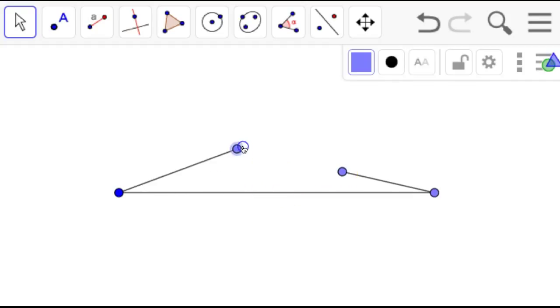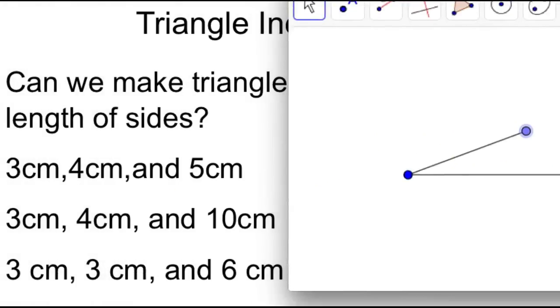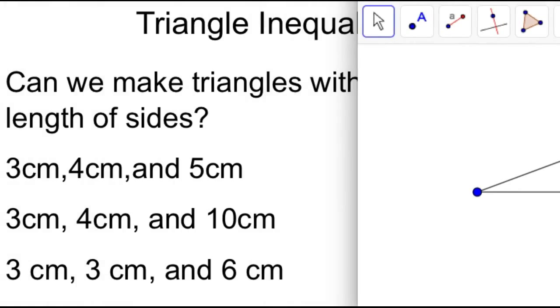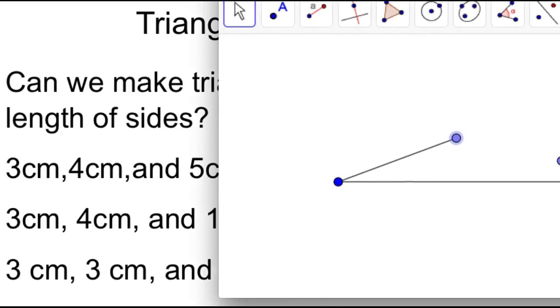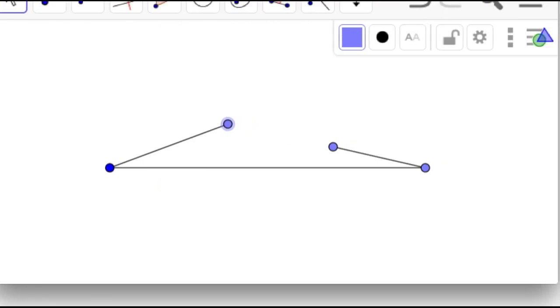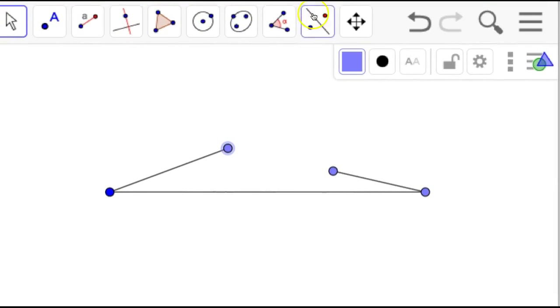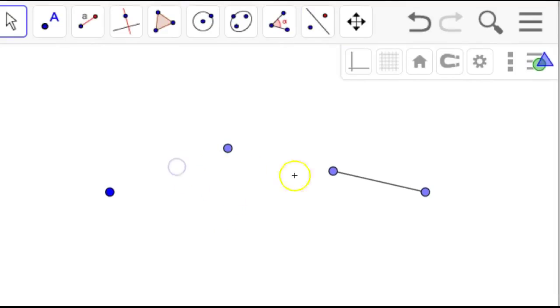All right, so let's look at one that does add up exactly. So let's look at that 3, 3, 6. Does that make a triangle? So 3 centimeters, 3 centimeters, 6 centimeters. I mean, think to yourself, does it? Can I make a triangle out of a 3, 3, 6? Okay, so again, I'll just kind of fly through and get rid of some of these.